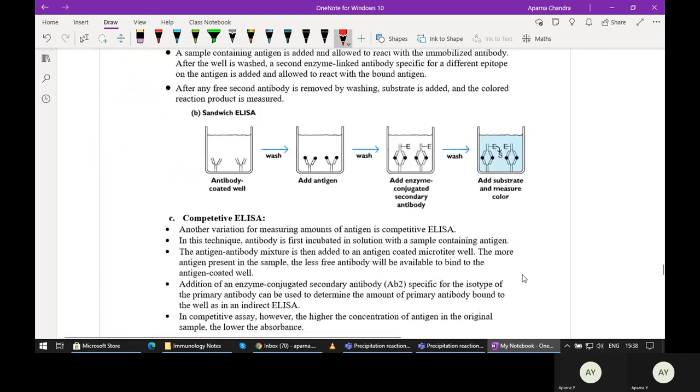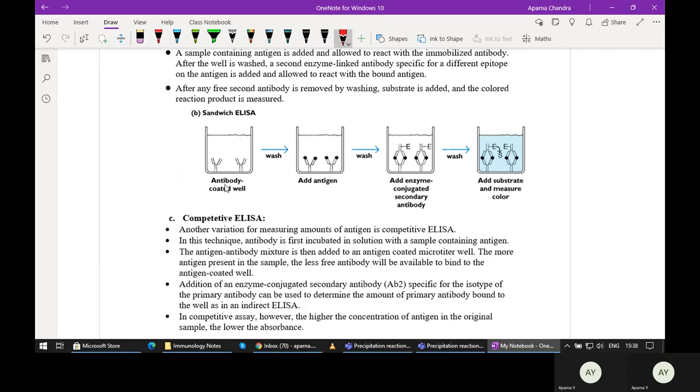Now, the second type, sandwich ELISA. Why the name sandwich ELISA? Because antigen is getting sandwiched in between two antibody molecules. You call this technique sandwich ELISA. Clear? That's the reason why it is named sandwich ELISA.